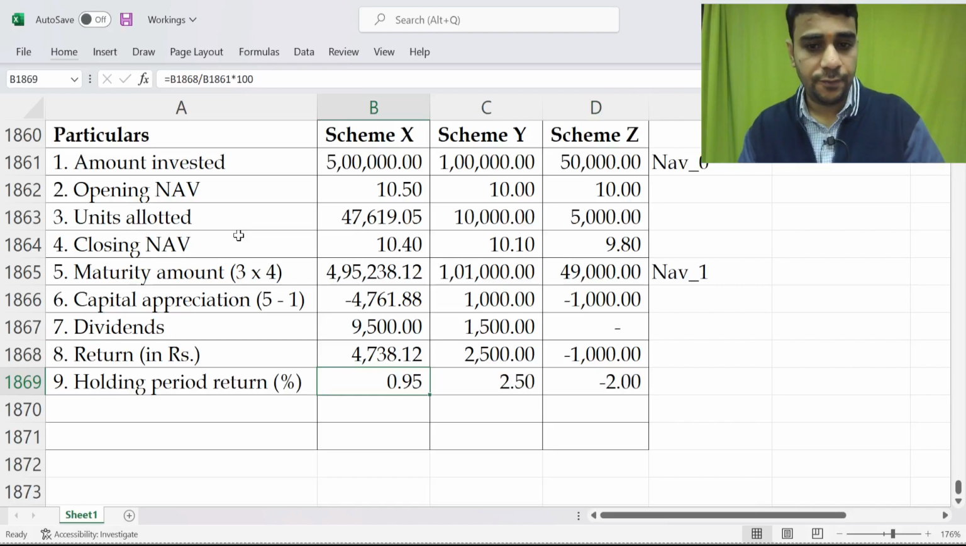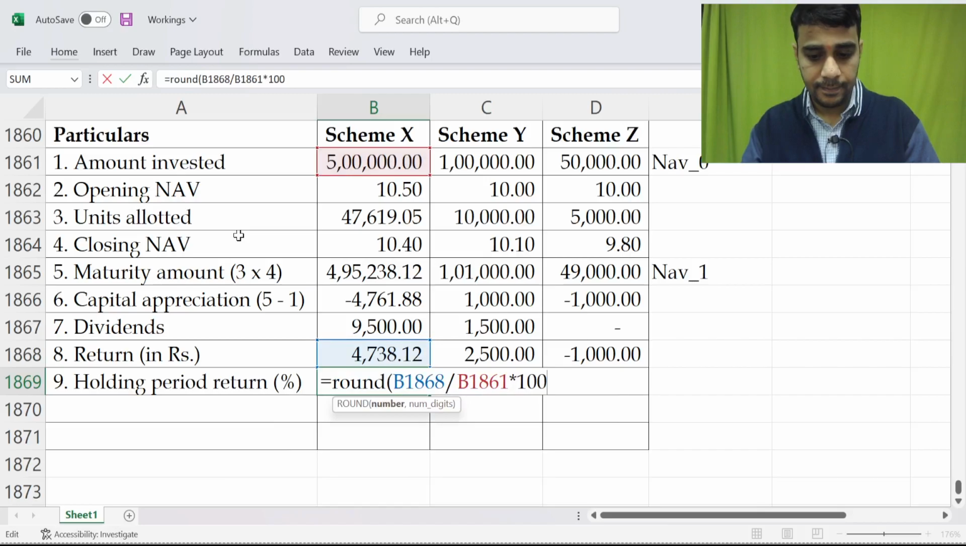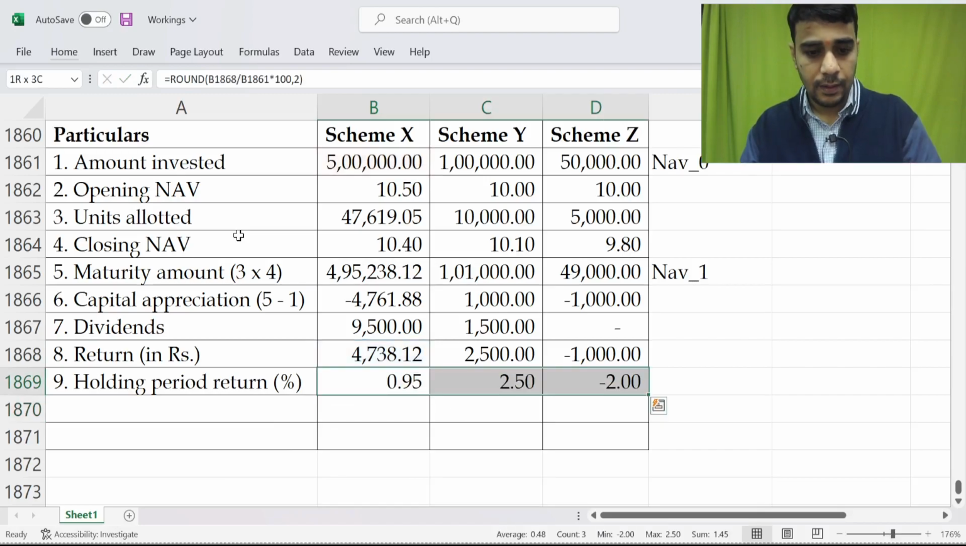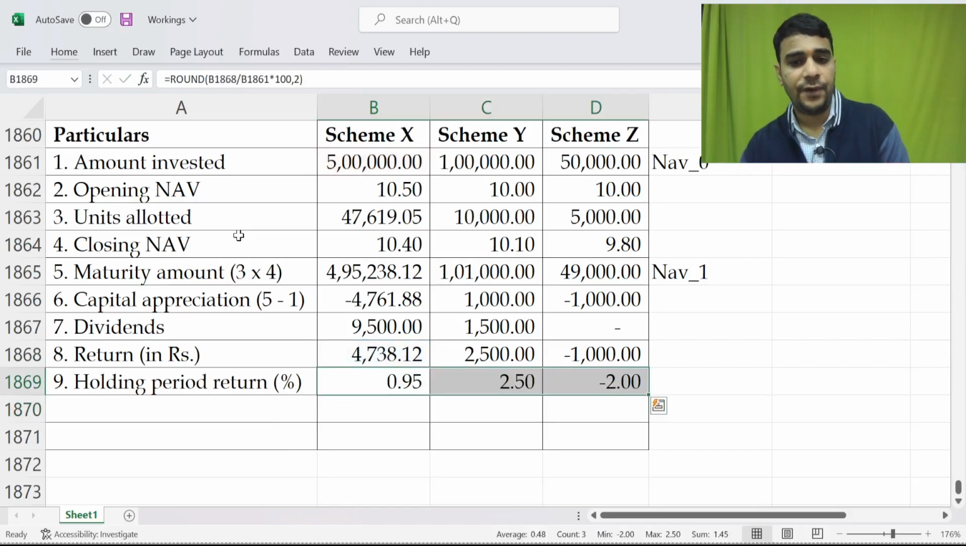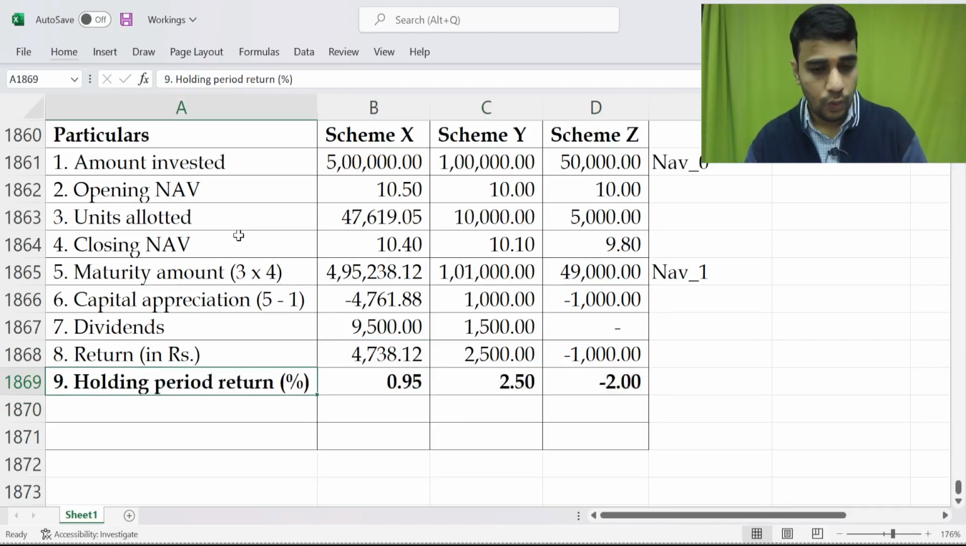0.95, 2.5 and negative 2. Holding period return, ignoring the time period part.